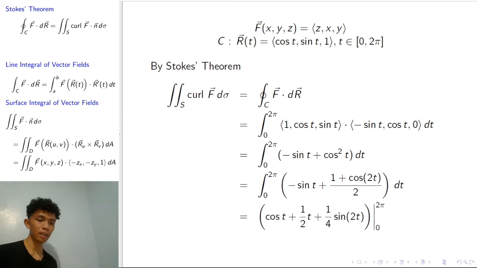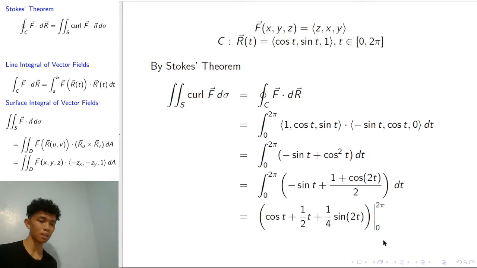So you get this antiderivative again, cosine t plus 1/2 t plus 1/4 sine of 2t, for evaluation from 0 to 2 pi. There are a lot of evaluations here that will be 0. For instance, evaluation at 0 for these two terms will be 0. Evaluation of sine 2t at 2 pi will also be 0. Evaluation of cosine t at 2 pi and 0 will both be 1. So that's 1 minus 1.